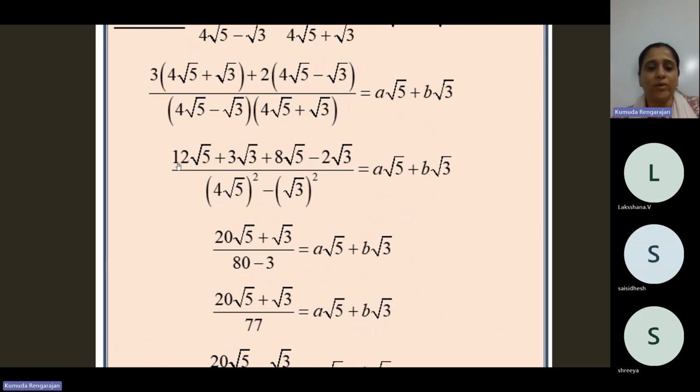Now, 12 root 5 plus 8 root 5 is 20 root 5, because 12 plus 8 is 20. 3 root 3 minus 2 root 3 is root 3. Divided by, sorry, 4 4s are 16. 16 5s are 80. I said 20 by mistake, sorry. Minus, root 3 squared is 3. 80 minus 3 is 77. Right?